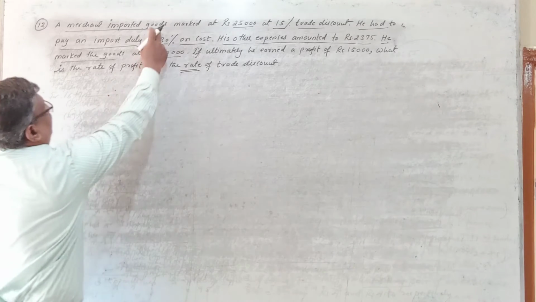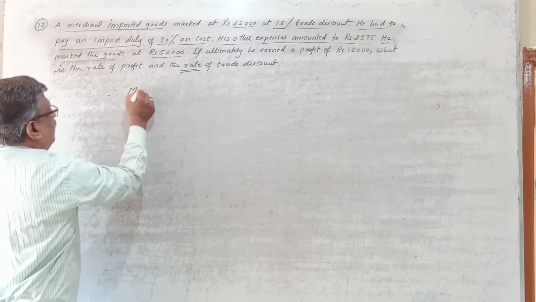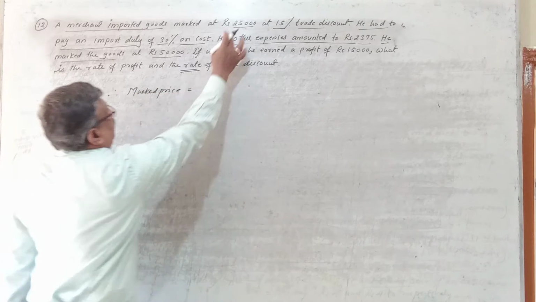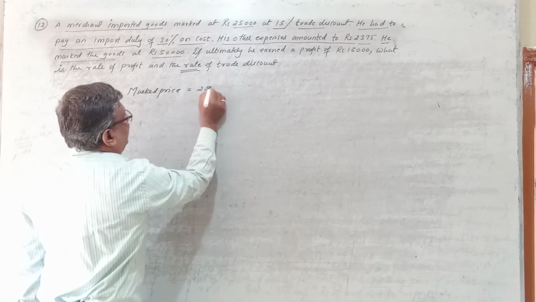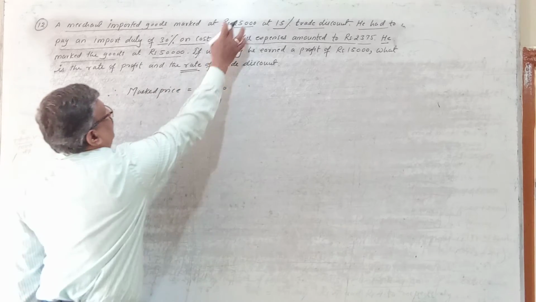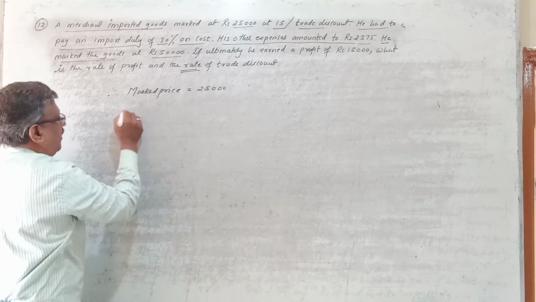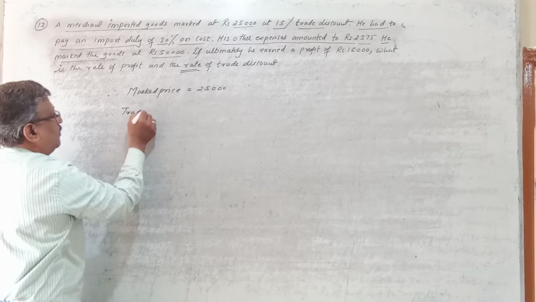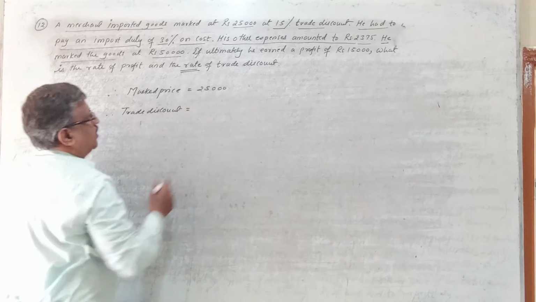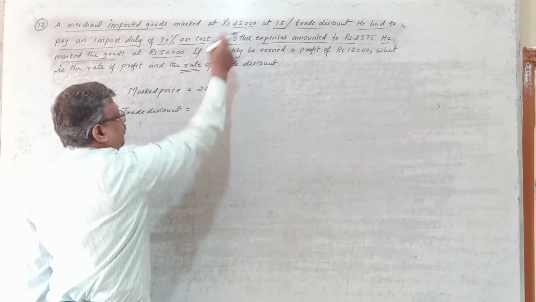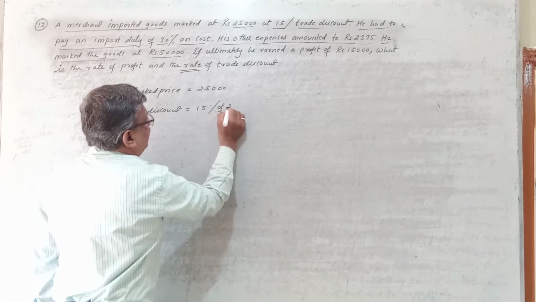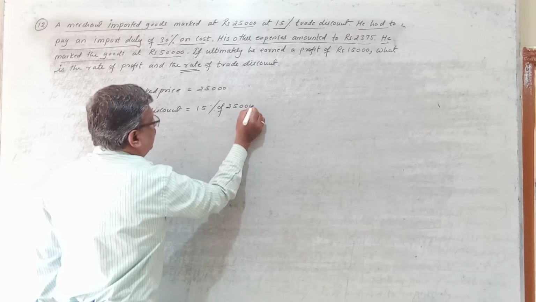Now, in this problem, they have given the mark price. See what is the mark price? Marked price given in the problem is how much? It is 25,000. On this 25,000, he is getting how much? 15% trade discount. So calculate the trade discount. So trade discount given by the exporter to the importer is how much? 15%. So calculate 15% on 25,000.